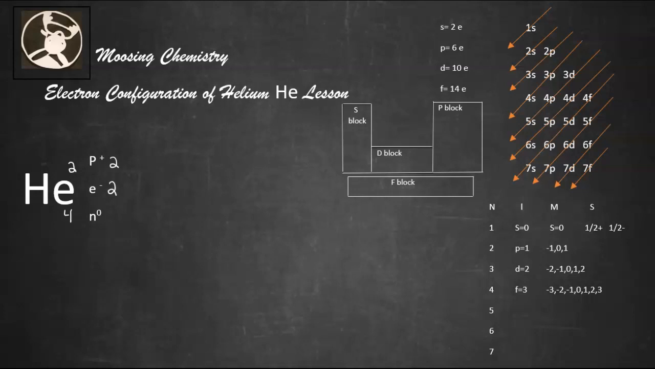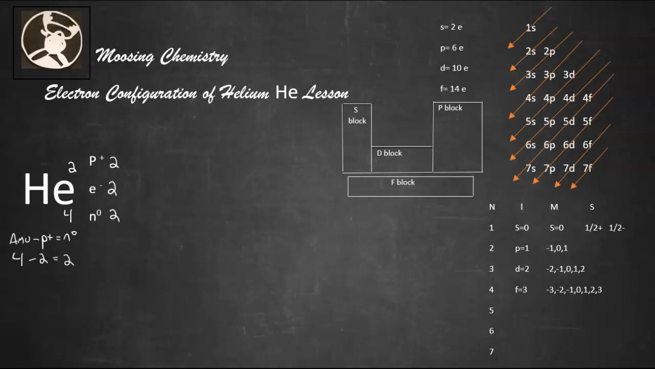Now, how do we find out the number of neutrons? Well, we take the AMU, atomic mass unit, minus the protons, equals our number of neutrons. So we're just going to go 4 minus 2 equals 2. So we have 2 neutrons.